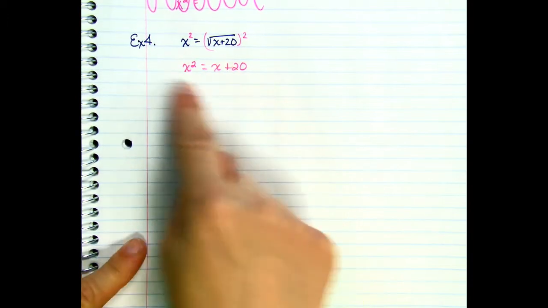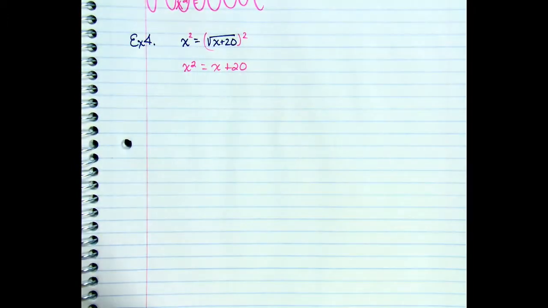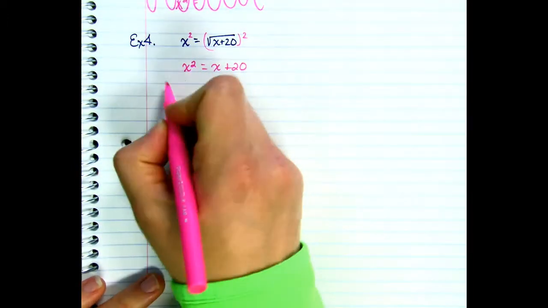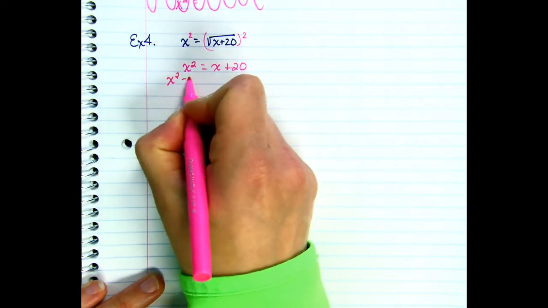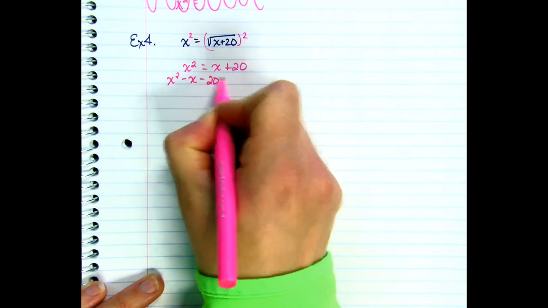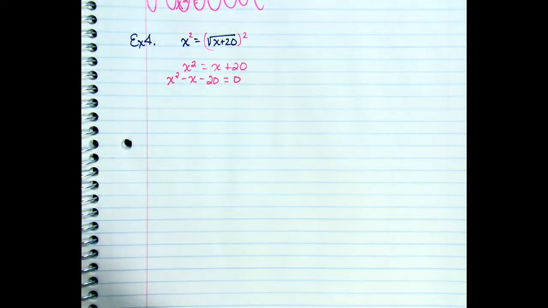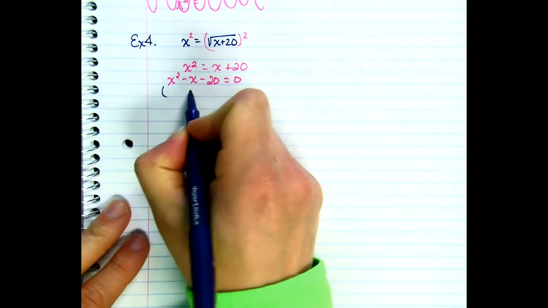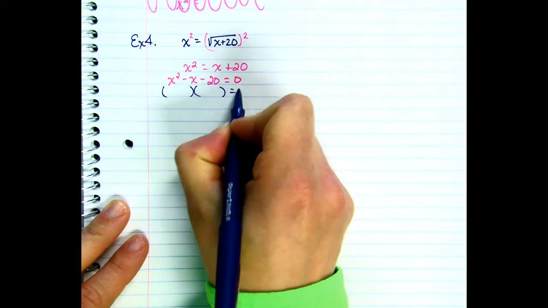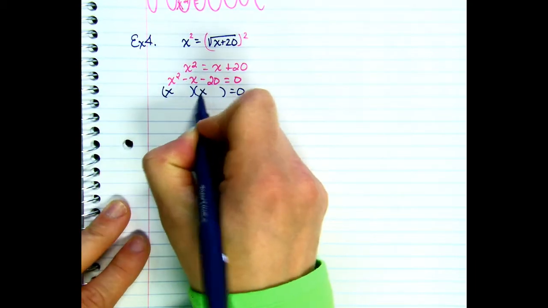Now what I have here really should look like a quadratic to you. So let's get this set up where I subtract the x and the 20 from each side. So x squared minus x minus 20 equals 0. From here I can use whatever method I want to factor, or to solve this. I'm going to factor it because that tends to be the easiest.